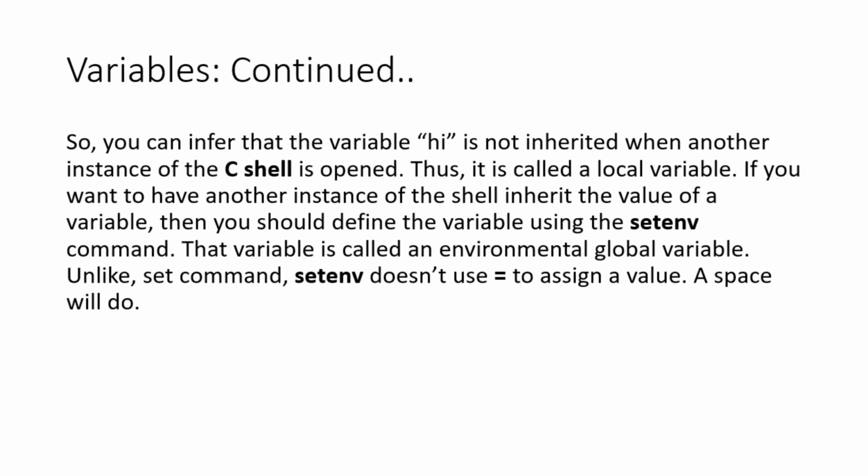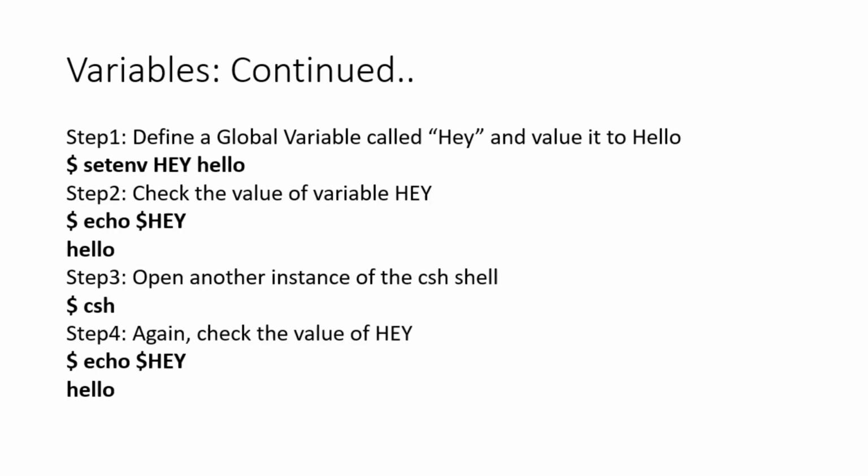A space will do. For example, here you define an environmental variable called hey, and you assign it a value called hello, and then you check the value of the hey variable and you see that you get an output hello. Then let us open another child shell using the csh command. As you can see, the child shell has inherited the value from the parent shell.